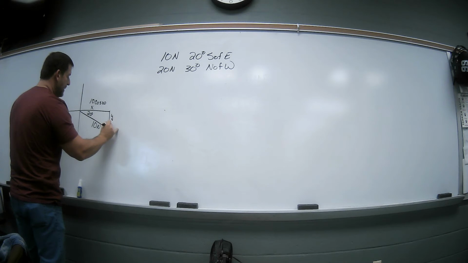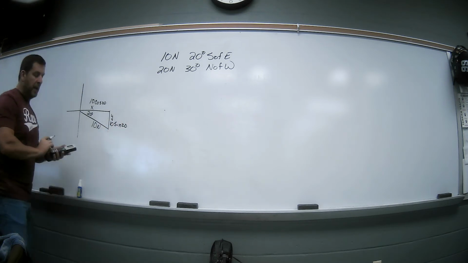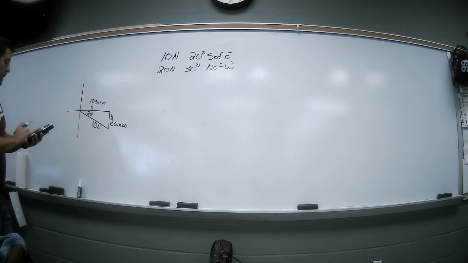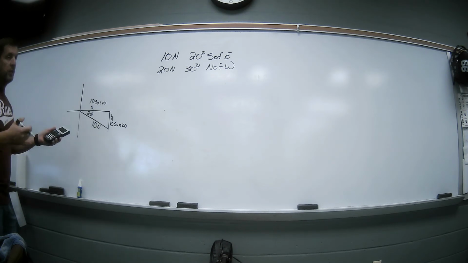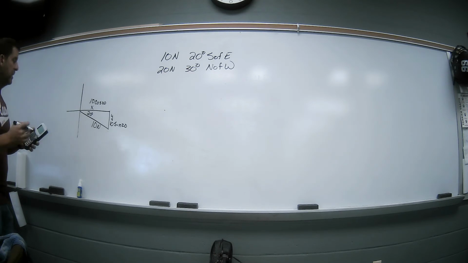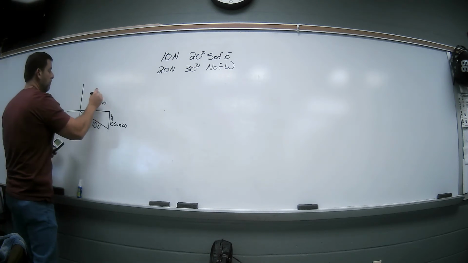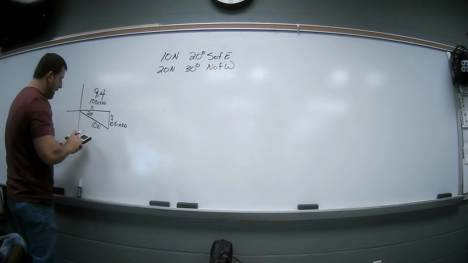This is going to be what? 10 sine 20. Get into that mindset, into that habit. So always start with, if you want to find a leg, adjacent, remember, adjacent refers to the cosine. Opposite refers to the sine. So watch what I'm going to do here. What I find, 10 times cosine 20, I get 9.4. I do 10 sine 20.